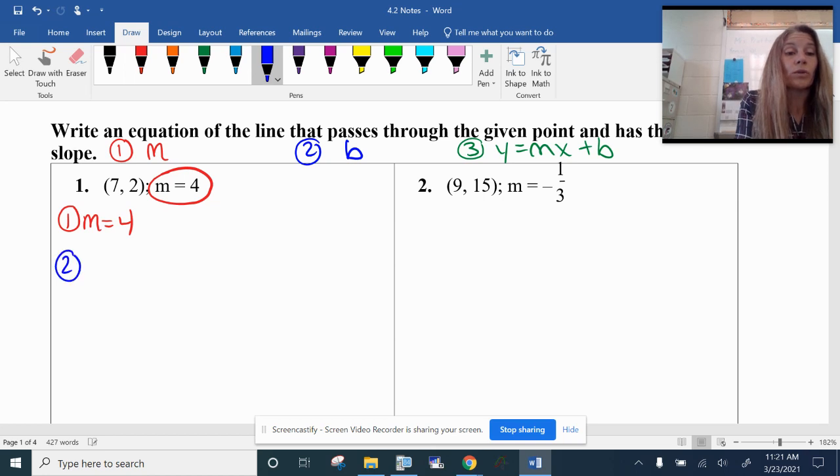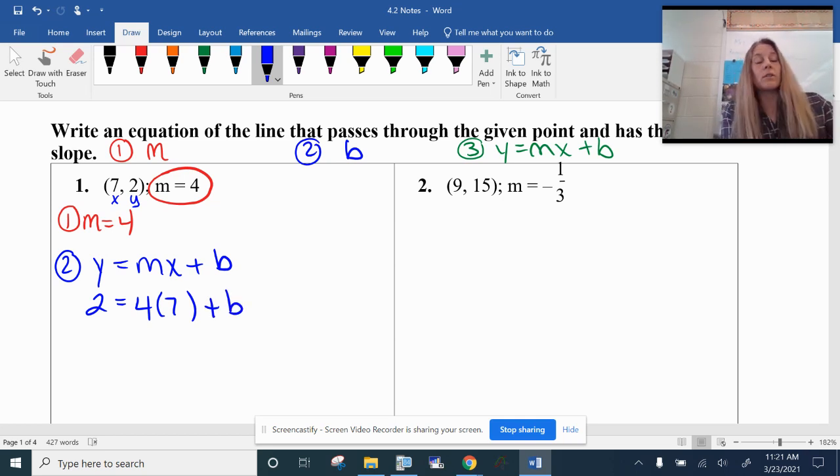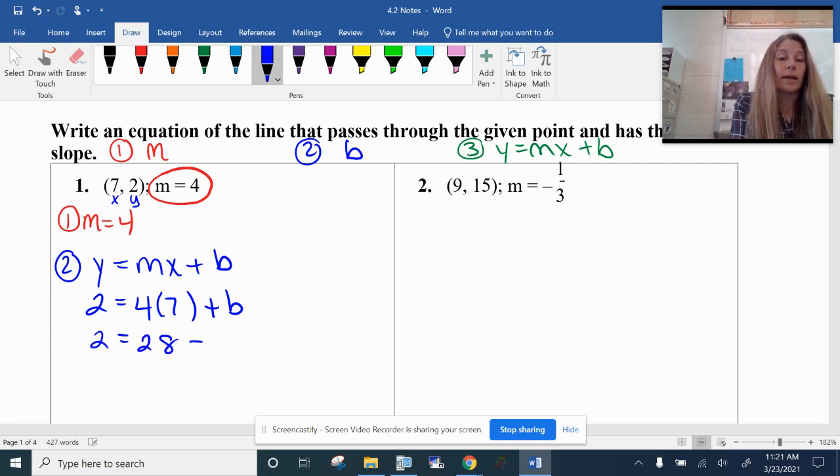So then we're going to use the point that's given to us and the slope that's given to us, and we're going to substitute them into the slope-intercept equation. We have 2 equals 4 times 7 plus b. We're going to now use this to get that b. So 4 times 7 is 28. And now we're going to subtract the 28 to finish getting that b by itself. And we can now see b equals -26.